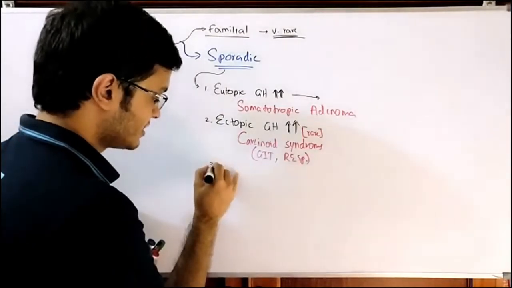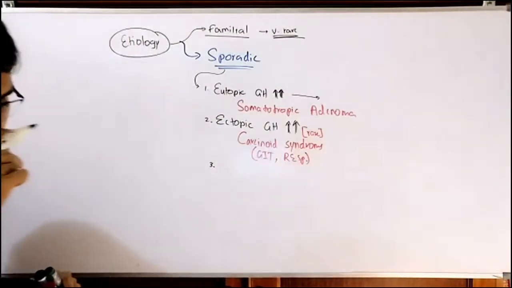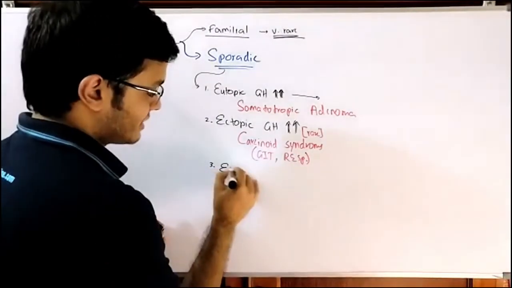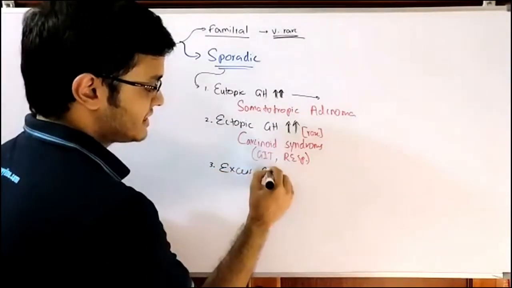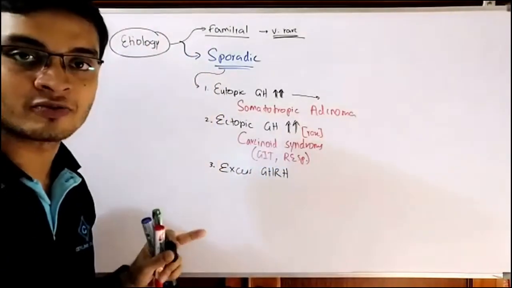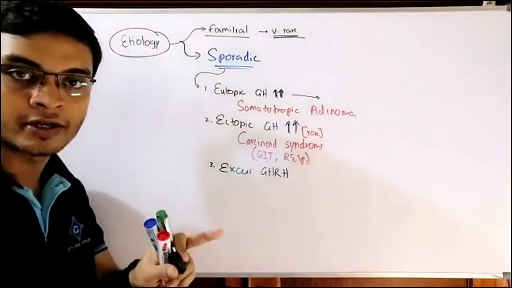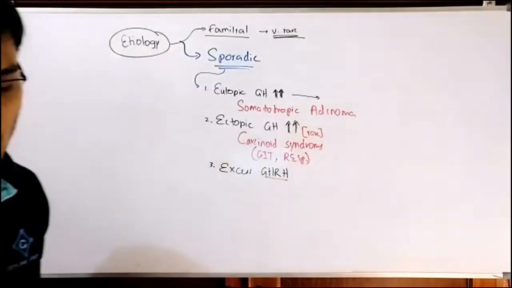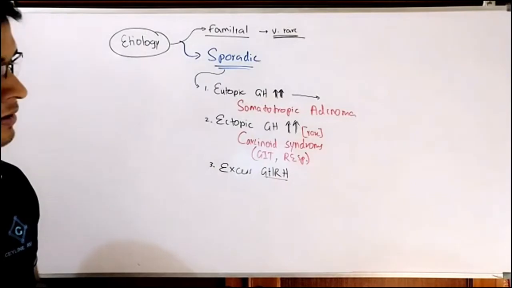But we need to mention it because there can be an excess of GHRH. So some problem coming from the hypothalamic pathways itself, not just the pituitary. Excess GHRH, growth hormone releasing hormone, is too high.